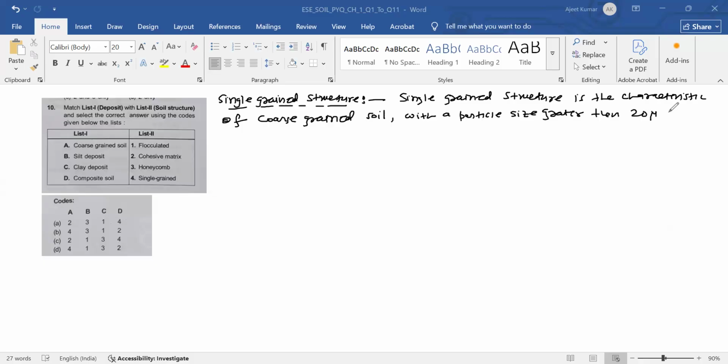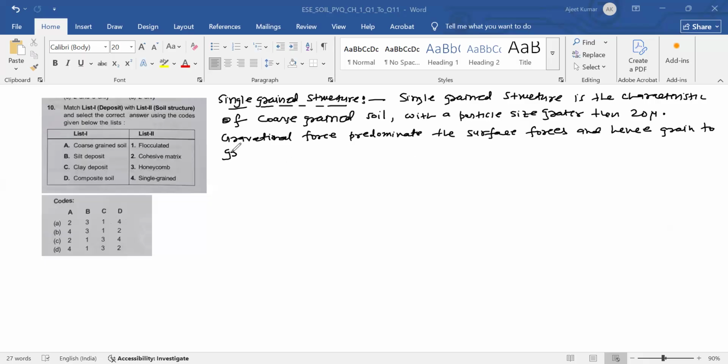And gravitational force predominates. In this single grained structure, gravitational force predominates over the surface forces, and hence grain to grain contact results.